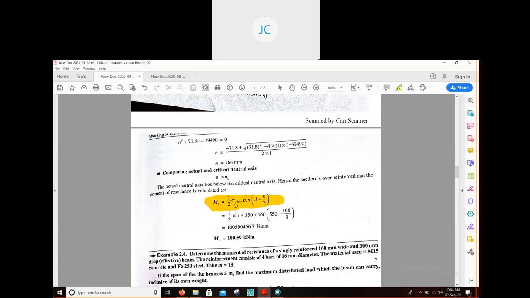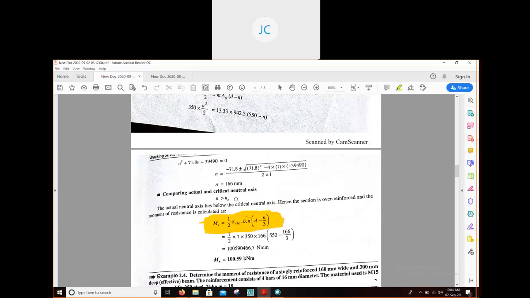I told you to see the last class PDF. I have shared the PDF with you. In the PDF, this formula is given for an over reinforced section. This is the formula to find out moment of resistance. And how to find out whether your section is over reinforced or under reinforced? Just compare the values of N and NC. N means your actual neutral axis and NC means your critical neutral axis. This is the condition for an over reinforced section. So the moment of resistance formula will be this one.